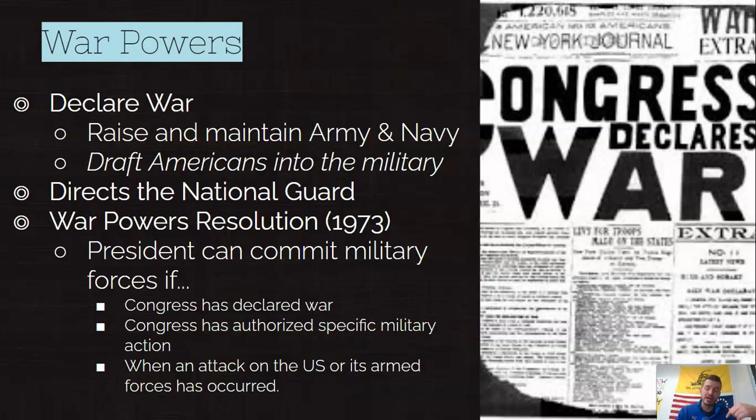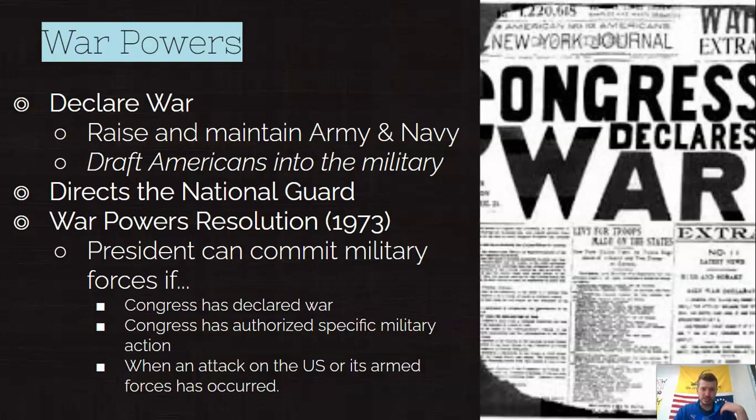The War Powers Resolution actually modifies this a little bit because, again, we know that because of Vietnam, Presidents Kennedy, Johnson and Nixon were essentially just operating a war in Vietnam without a declaration of war from Congress. So the War Powers Resolution in 1973 actually limits the president's ability to fight undeclared wars. So the president can only commit military forces to other nations if Congress has declared war, Congress has authorized specific military action, or when an attack on the U.S. or its armed forces has occurred.